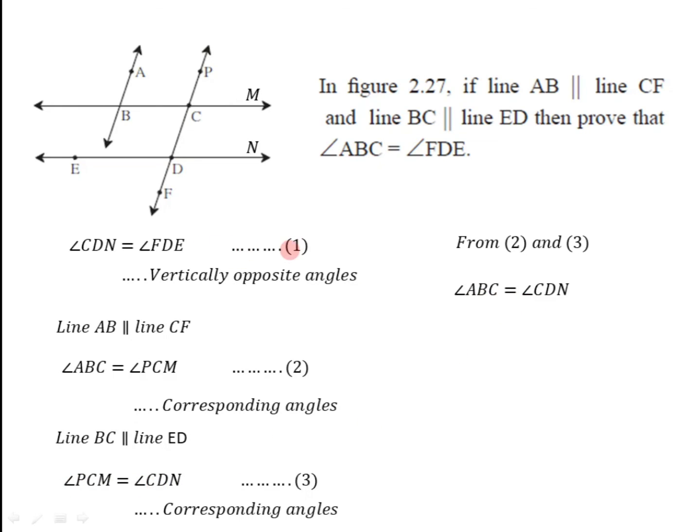But in equation 1 we have proved that angle CDN is equal to angle FDE. So instead of angle CDN on the right hand side, we can write angle FDE, as both of these are congruent angles. If we replace angle CDN by FDE, we get angle ABC is equal to angle FDE, and this is from equation number 1. That is what we wanted to prove: angle ABC is equal to angle FDE.